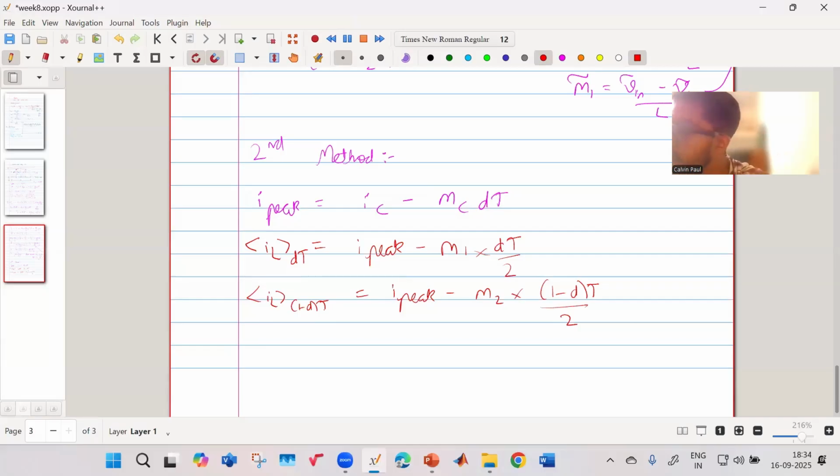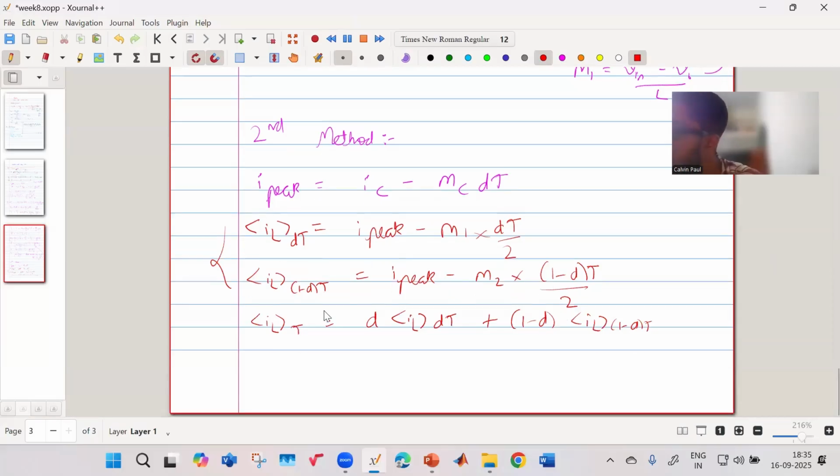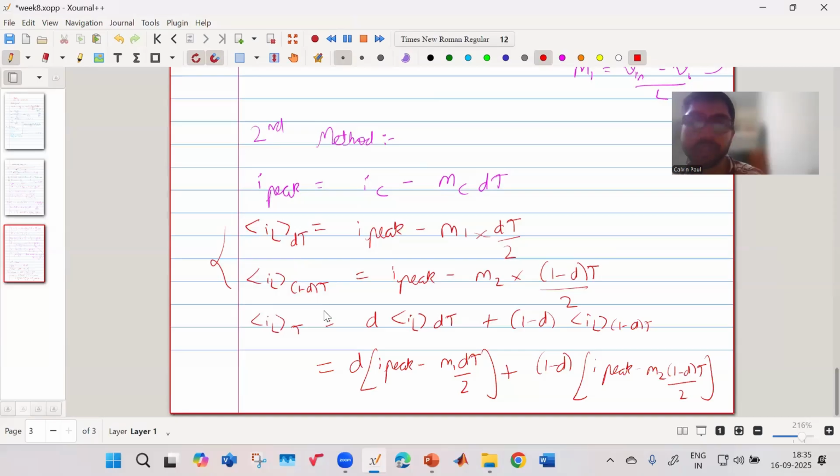Now, what we do is we average the current here itself. So we find our average IL current, that is equal to your d into IL dt plus (1 minus d) into your IL for the (1 minus d) t time period. Okay. So we write it as d into (your I peak minus M1 dt by 2) plus (1 minus d) into (your I peak minus M2 into (1 minus d) t upon 2). Okay.